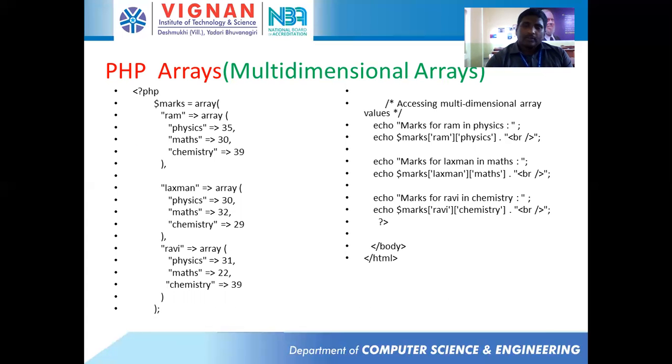In this way, we can use arrays in PHP: index arrays, multi-dimensional arrays, and associative arrays. So there are three kinds of arrays we can use. In index arrays, we access the elements by using an index, and in associative arrays, we access the values by using a string. In multi-dimensional arrays, you can use numeric as well as associative indexes.